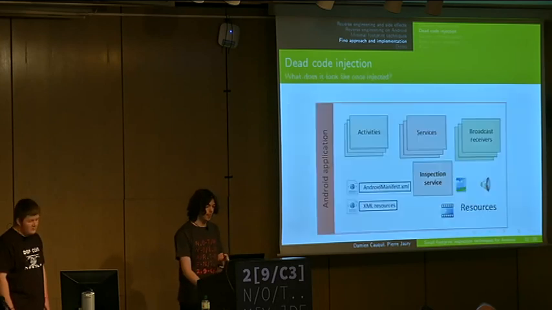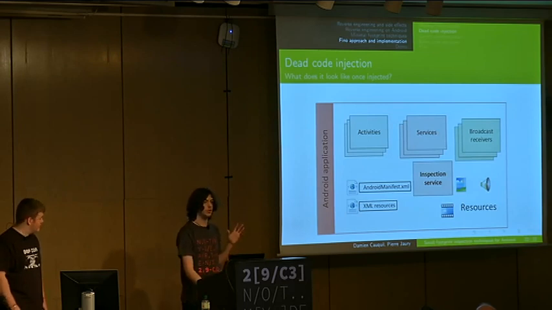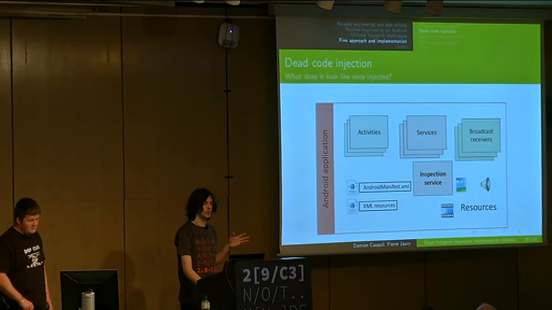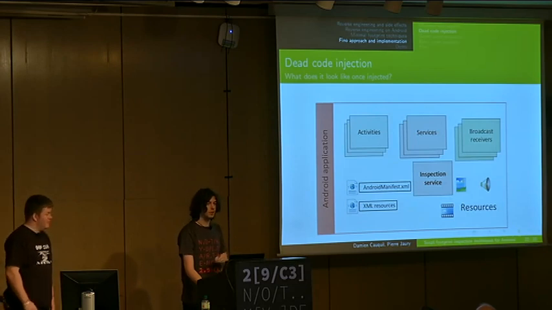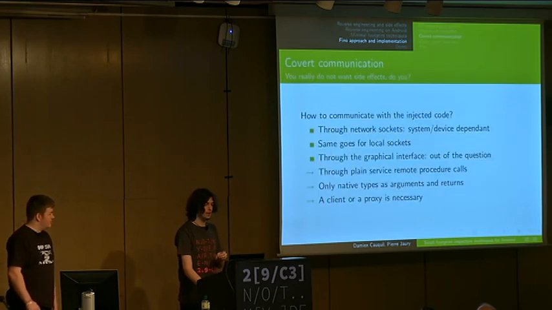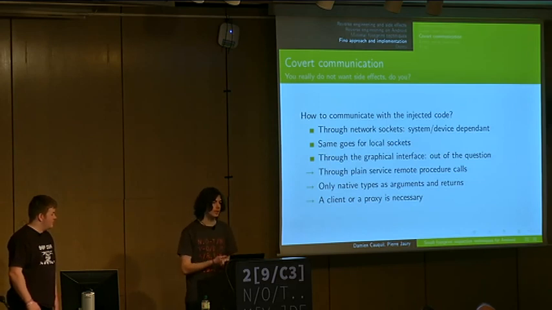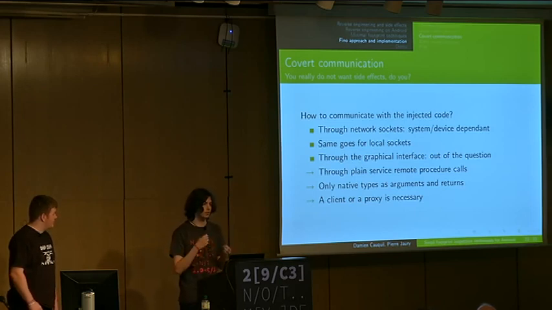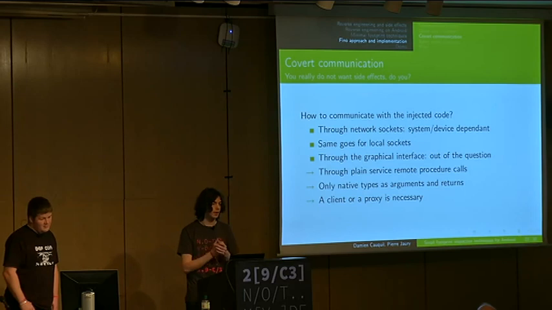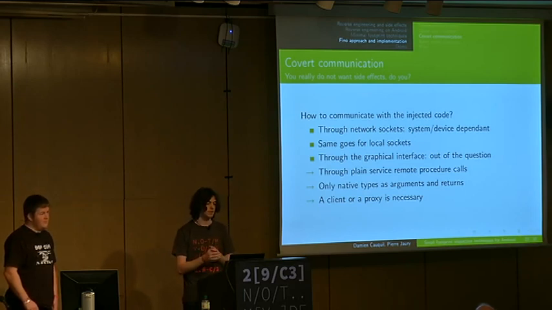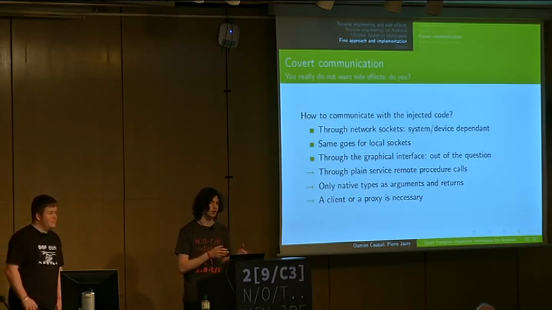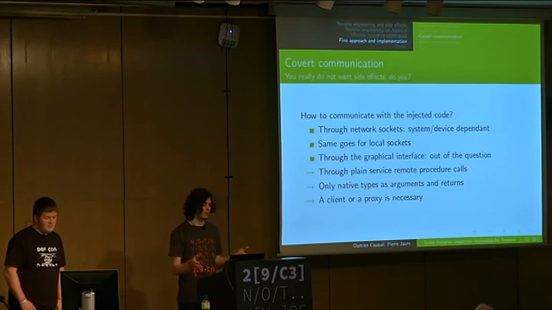We just put a service here, an inspection service, a dead drop in the application that does nothing in the usual usage of the application. But whenever you call it, it will reply. And you have to call it using a covert channel because you don't want the application to know it is currently being debugged. So you cannot use network communications to communicate with your tools because that would be system dependent. I mean, you don't know if you are using Wi-Fi or GSM or whatever.